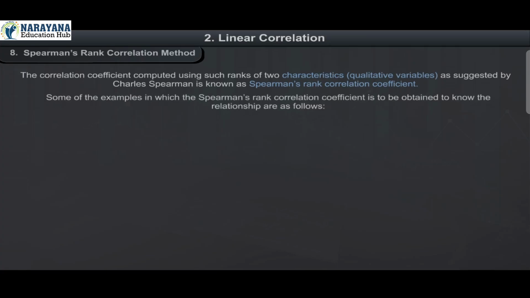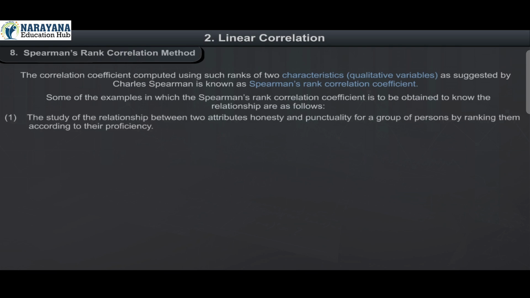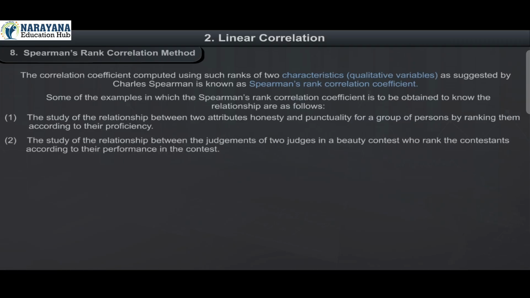Some of the examples in which Spearman's rank correlation coefficient is to be obtained to know the relationship are as follows. 1. The study of the relationship between two attributes, honesty and punctuality, for a group of persons by ranking them according to their proficiency. 2. The study of the relationship between the judgments of two judges in a beauty contest who rank the contestants according to their performance in the contest.